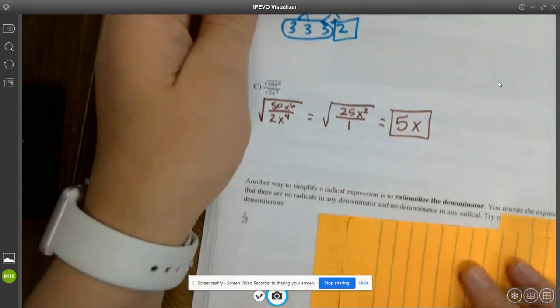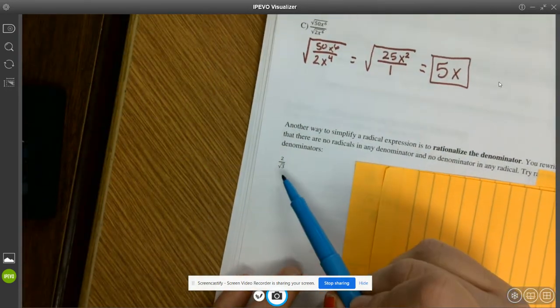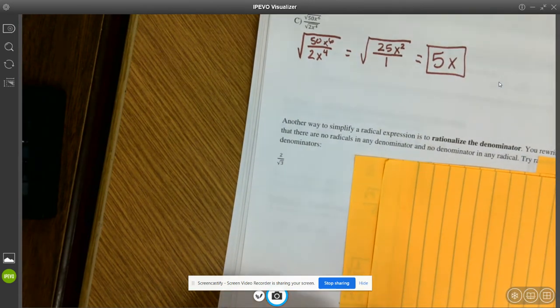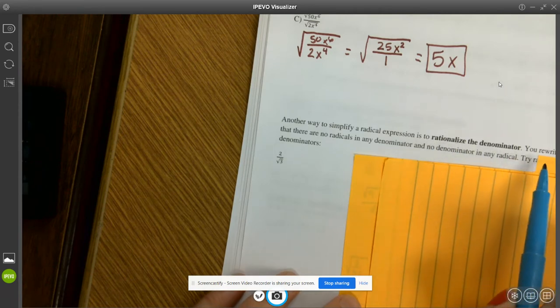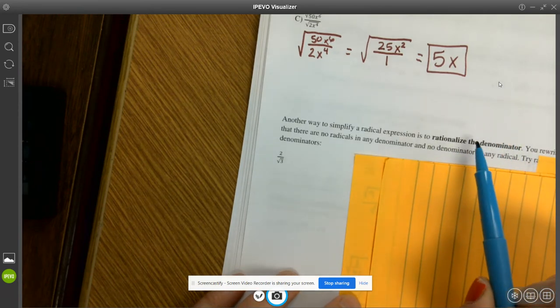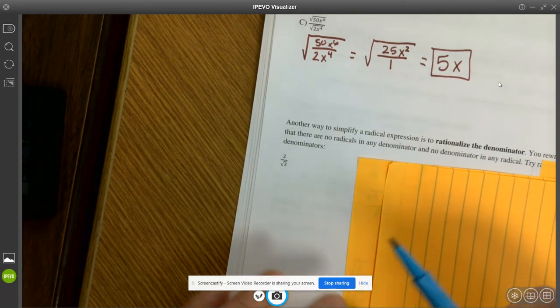Well, you have to rationalize the denominator, meaning that you do not want a root in the denominator. The reason why we do that is so that it's easier to tell if you can combine like terms. Essentially, that's the whole reason why we rationalize the denominator, meaning there should not be any radicals in the denominator.